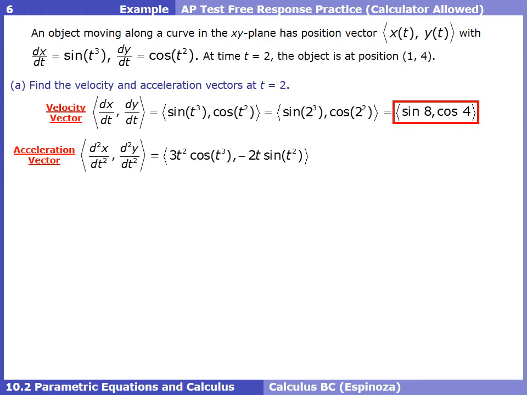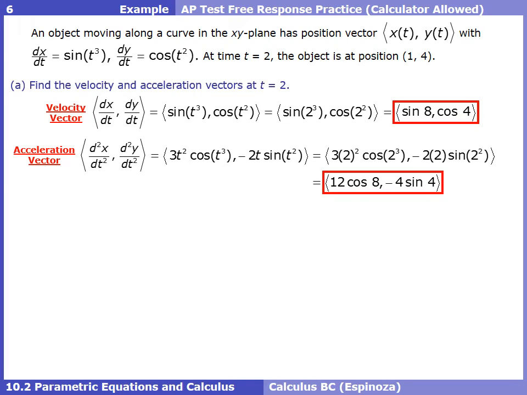Once you write that out, that is our acceleration vector, and they want us to figure out the vector at t equals 2. So we'll take the value of 2 and plug it in for t. Once you clean that up, we'll get 12 cosine 8 for the x component, and we'll get negative 4 sine 4 for the y component. Again, you could find the decimal here, but there really is no point. You can just leave it as an exact answer.